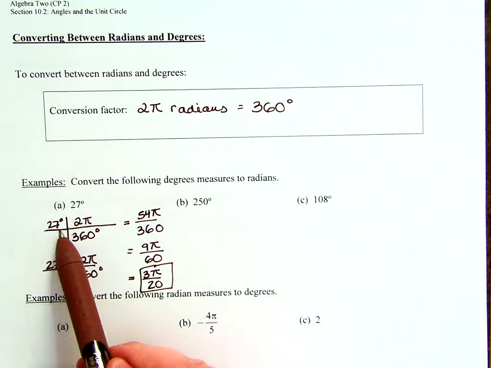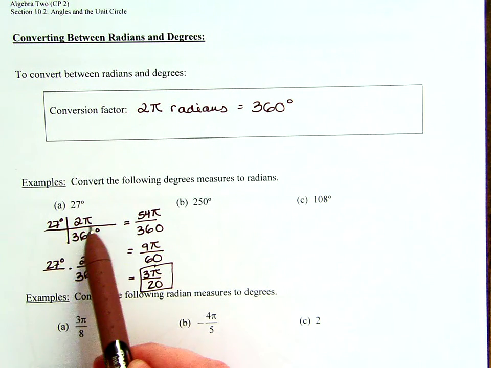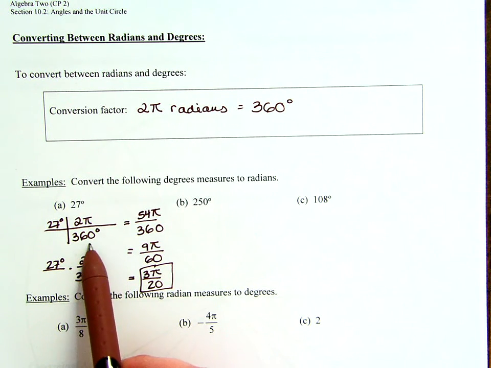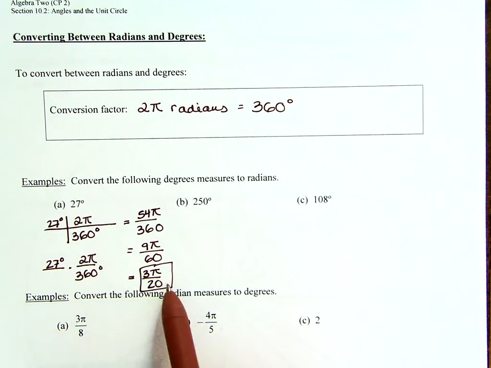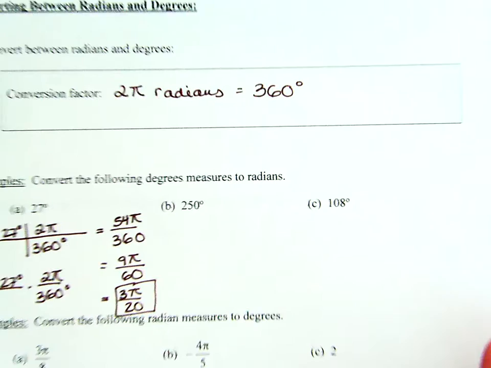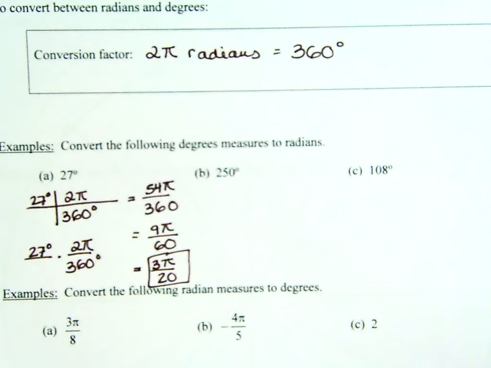We're taking our 27 degrees. We'll multiply by the conversion factor with degrees on the bottom and radians on the top, and we're left with 3 pi over 20. I don't need to put units on my answer. If there are no units on an angle, it implies that it's in radians, which is what I want here.